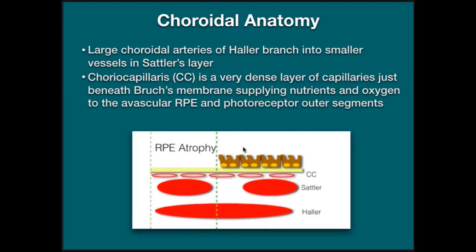All right, let's look at choroidal neovascularization. That's one of the main things that we need our OCT angiography for in patients with AMD. Just as a refresher, remember the choroid has different layers. The largest vessels are closest to the sclera, called Haller's layer. Then we've got Sattler's layer, which are a little bit smaller. And then you've got the very, very dense choriocapillaris. These tiny capillaries just under the RPE are very important because they supply nutrition to the RPE and the photoreceptors' outer segments, and because they have no blood supply of their own.